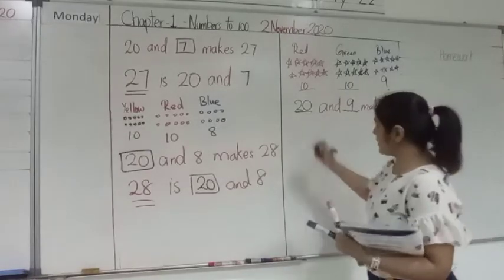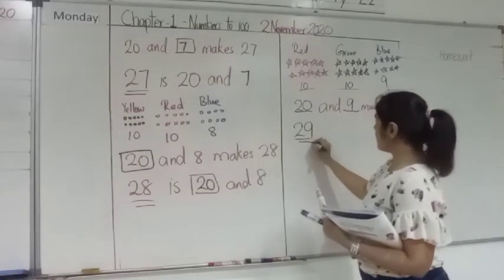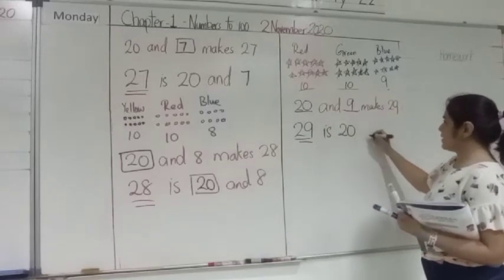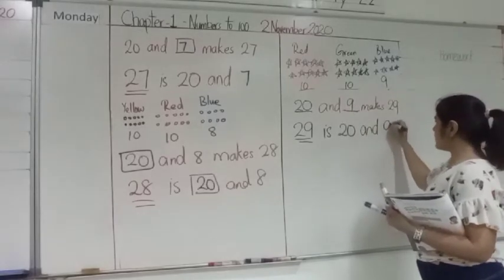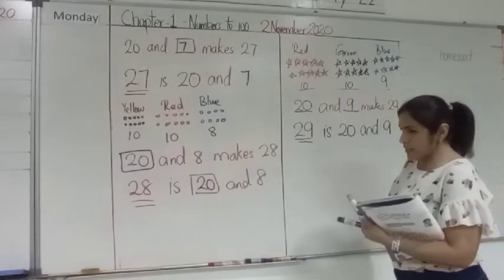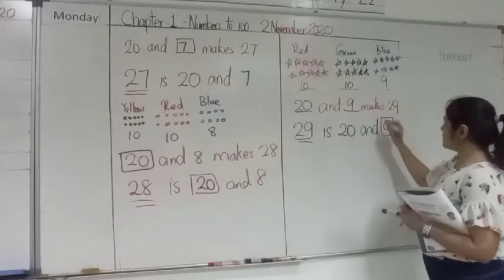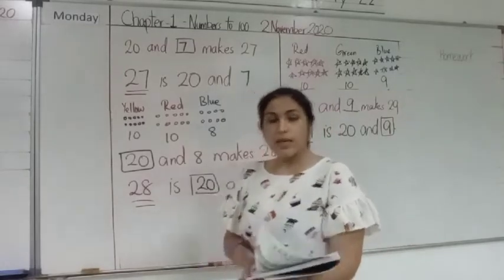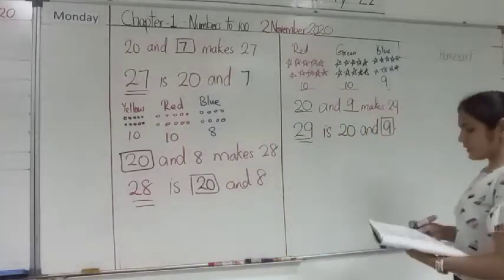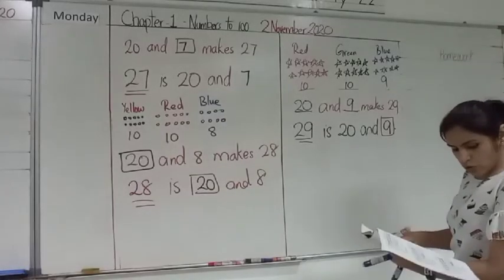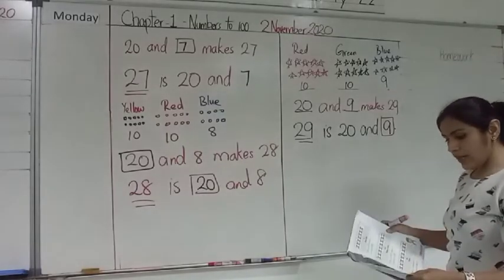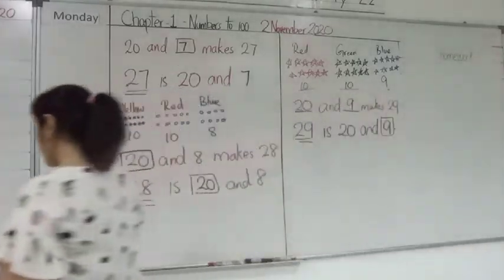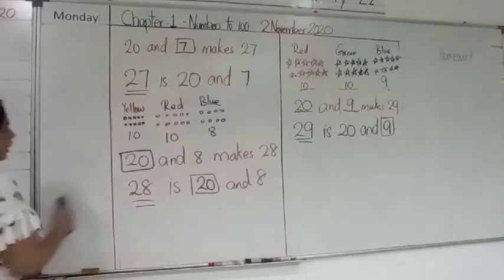So how is 29 made? 29 is 2 tens, that is 20 and 9. Write down, please, 20 and 9 makes 29. Once you're done with this, let's go to page number 8. If you're done with this, let me know. I'm going to erase this side of the board.